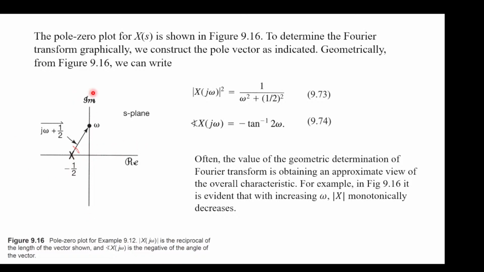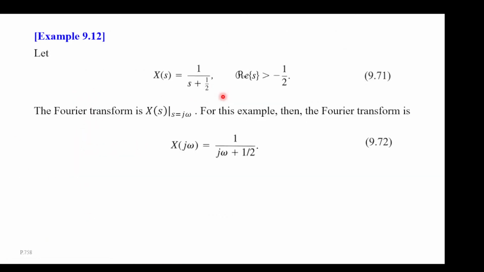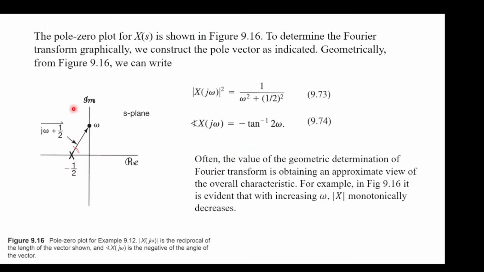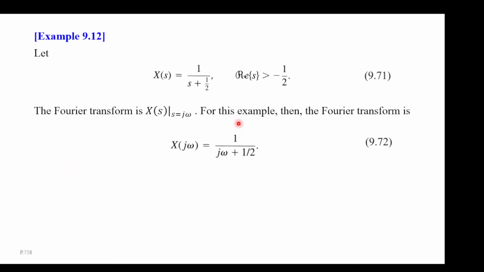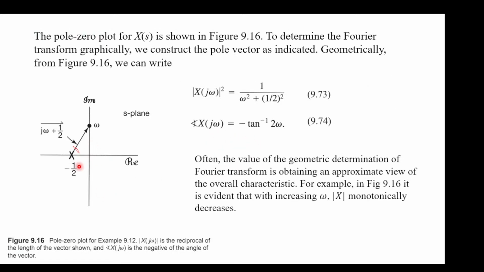For example, this is a very simple function which just has a pole at minus 1/2. Think about your omega moving from minus infinity to plus infinity. When you are very close to this pole, you are dividing by something small, and your amplitude will be larger. Then you can also look at the angle of this complex number, j omega plus 1/2. The angle goes from pi over 2 to minus pi over 2.